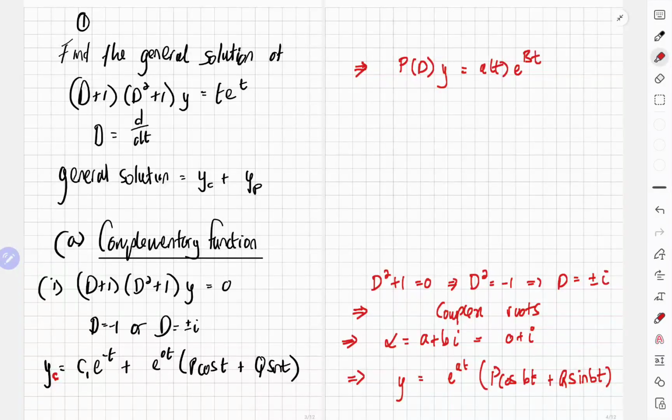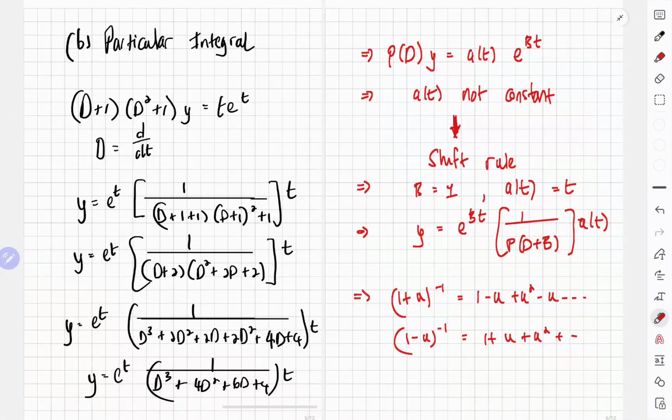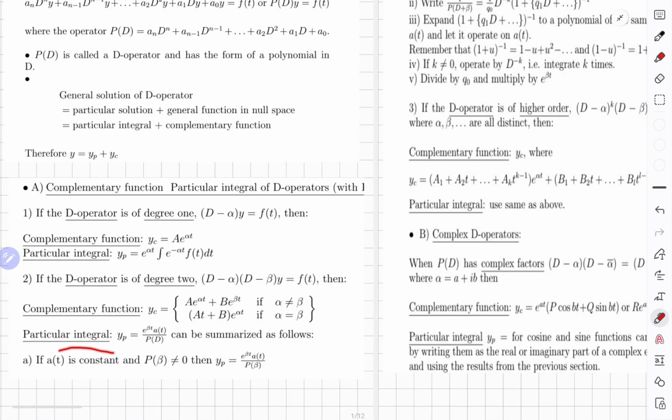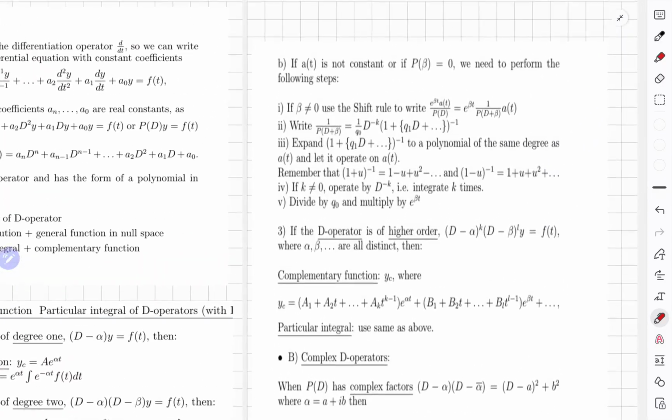Now the next step that we're going to do is find the particular solution. What I'm going to say now is extremely important for the exams. Remember I said that your D operator equation will be in this form. Now what I want you to remember: if A(t), my polynomial in t, is a constant, hence just a real number, and P of beta is not 0, you can just write down the solution. We will do this in our second example.